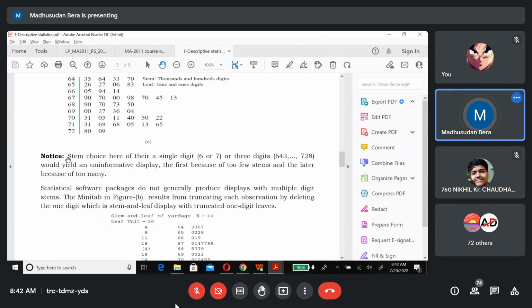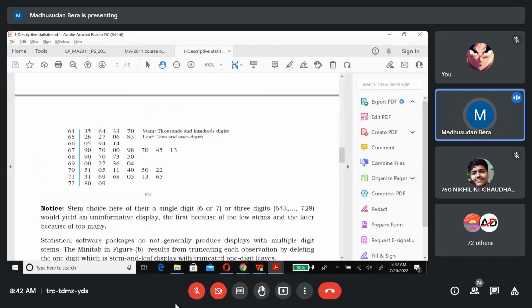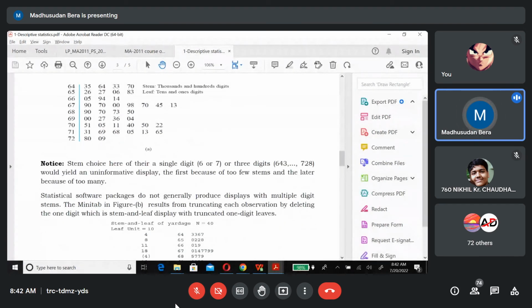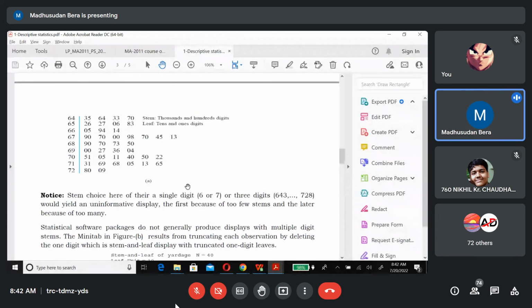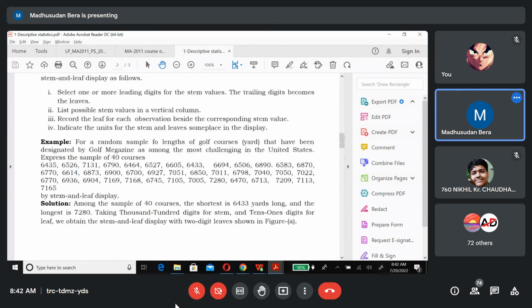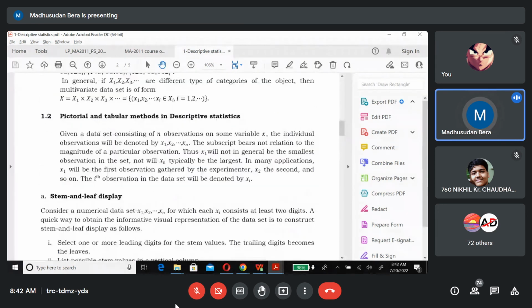We can also take the same choice. Notice the stem choice here of a single digit is 6 or 7. If we take the fourth position as stem, then the leaf will be the first, second and third positions. In that case, stem will be 6 or 7, and the remaining digits will be the leaf positions. So if you are interested, then you go to stem and leaf.